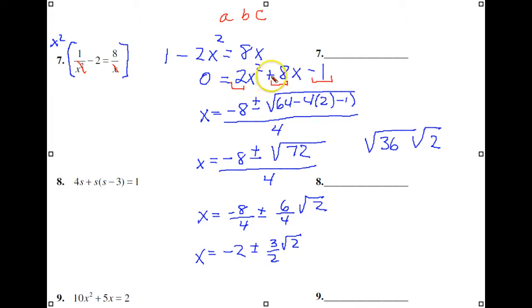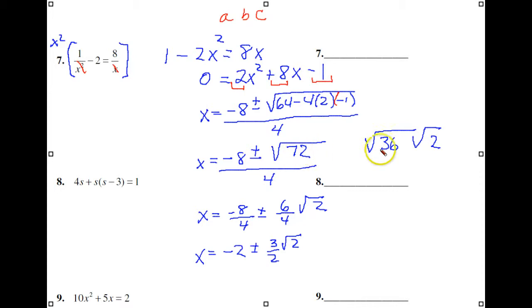B is, in this case, a positive 8, so the opposite of a positive 8 is -8. Plus or minus 8 squared, it's always going to be positive, that's 64, minus 4 times A, which we said was 2, times C, which is 1. So this gives me a positive 8, and 64 give me my 72.